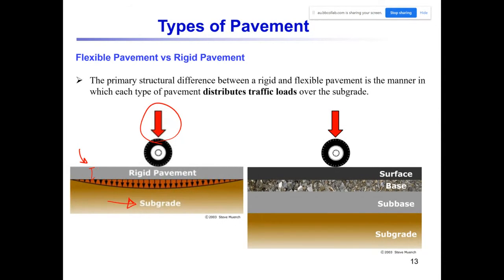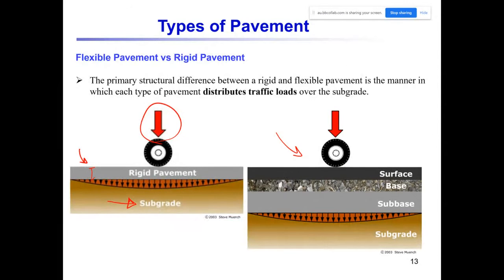This is like the pavement for airport runways. But for roads, for general access roads that we have in many countries, in Australia also, we are using flexible pavement. And for flexible pavement, we need several layers to distribute the load in order to reach that acceptable level.